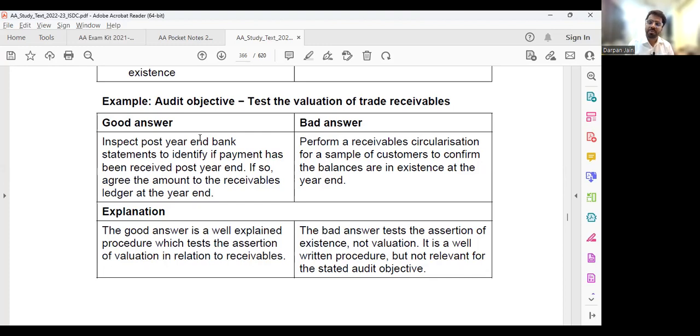But if the receivable has still not yet paid after the year end also, then what should you do? As an auditor, you should see whether there is a requirement of creating a provision for bad and doubtful debt.